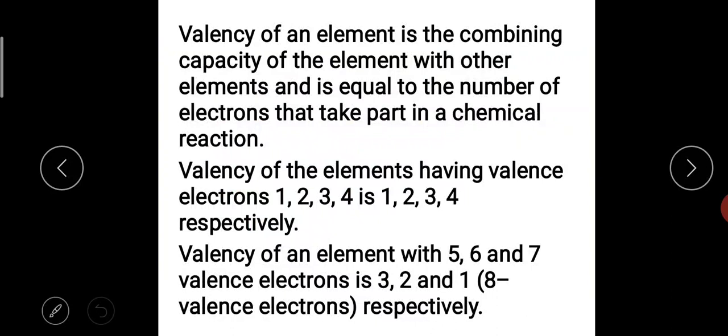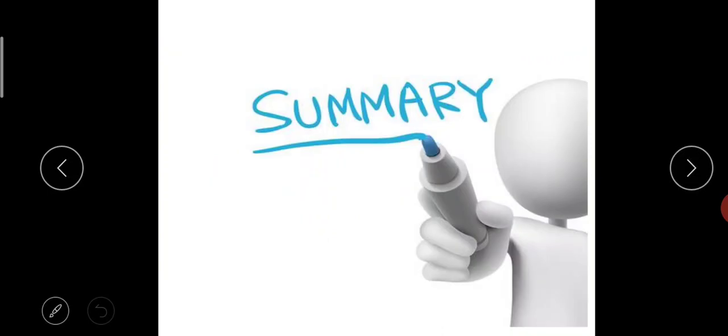Is it clear, children? If the valence electrons are 1, 2, 3, 4, then the valency will be 1, 2, 3, 4 only. For 5, 6, 7, 8, 8 minus 5 will be 3, 8 minus 6 will be 2, 8 minus 7 will be 1. So for 1, 2, 3, 4 the valency and valence electrons are the same. For 5, 6, 7, 8 it changes: you subtract the number from 8 to get the valency. Let us see the summary.